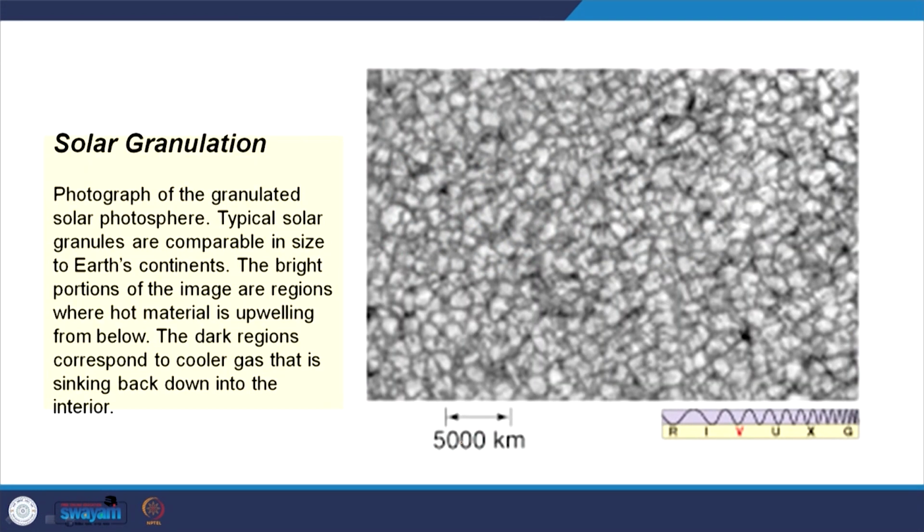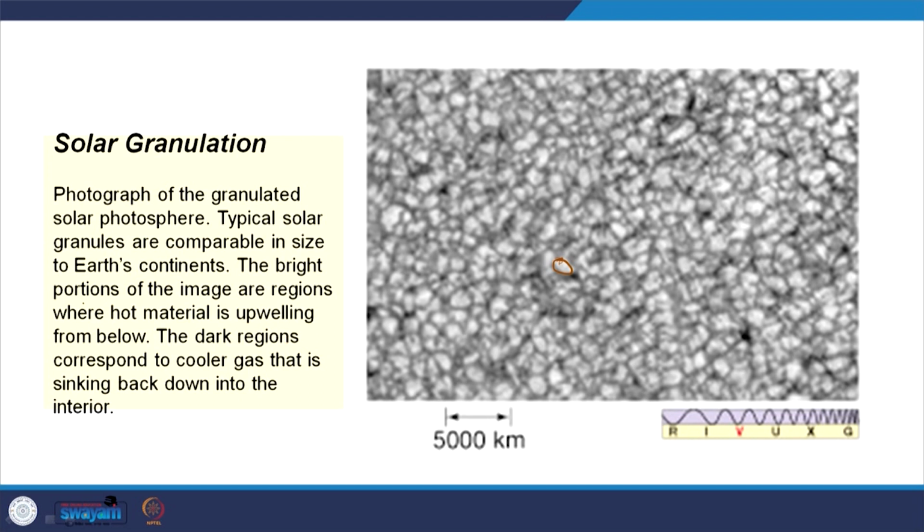Okay. So, what is specific about them? What you see here is the photograph of a granulated photosphere. That means the yellow disc has been photographed to a very high level of detail. Each of these granules is comparable to the size of the continents on our planet.